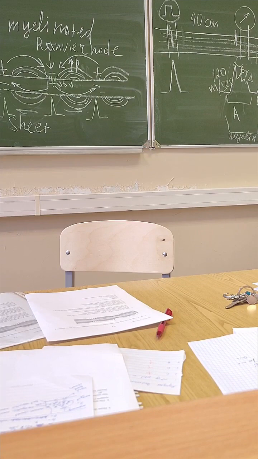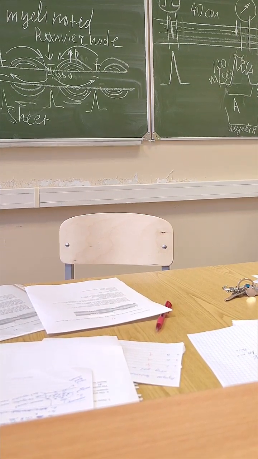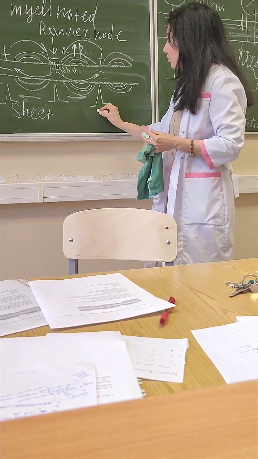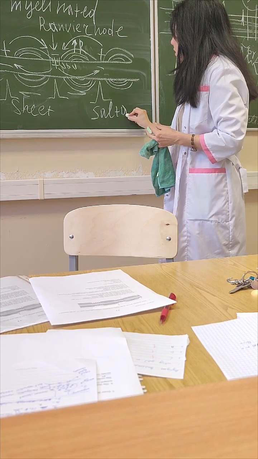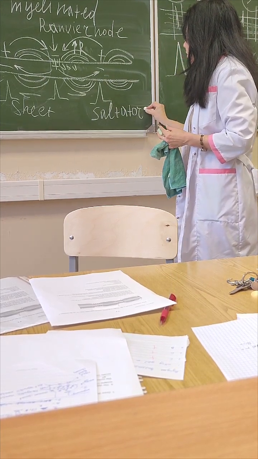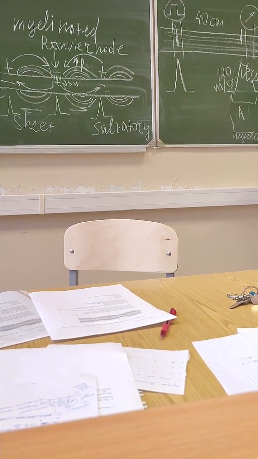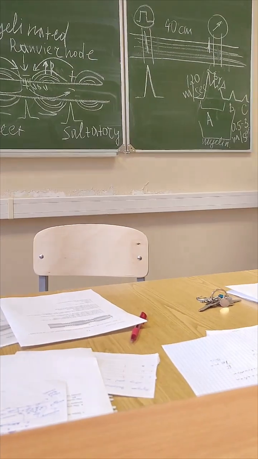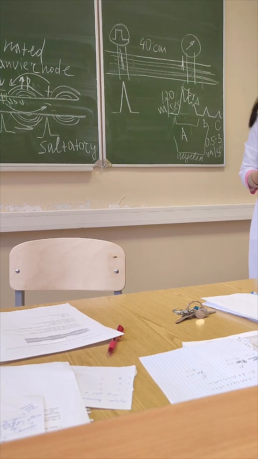What is the name of this propagation? Jumping, saltatory. Saltatory propagation by jumping. It's a faster option to propagate the action potential.